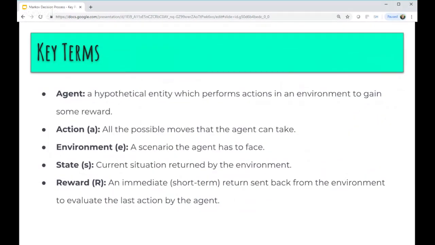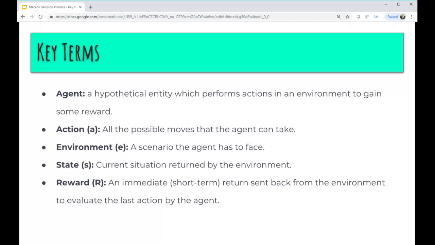So the key terms, again, this is a summary from the last webinar, but we'll go through these fairly quickly before we get into the new information today. The agent is this hypothetical entity that basically can perform actions and get some reward for performing those actions. And those actions are all the different possible things that the agent could do. It's its only way of interacting with the environment. And that environment is the scenario that the agent faces. And its quest is to solve that environment to achieve the maximum reward that it can.